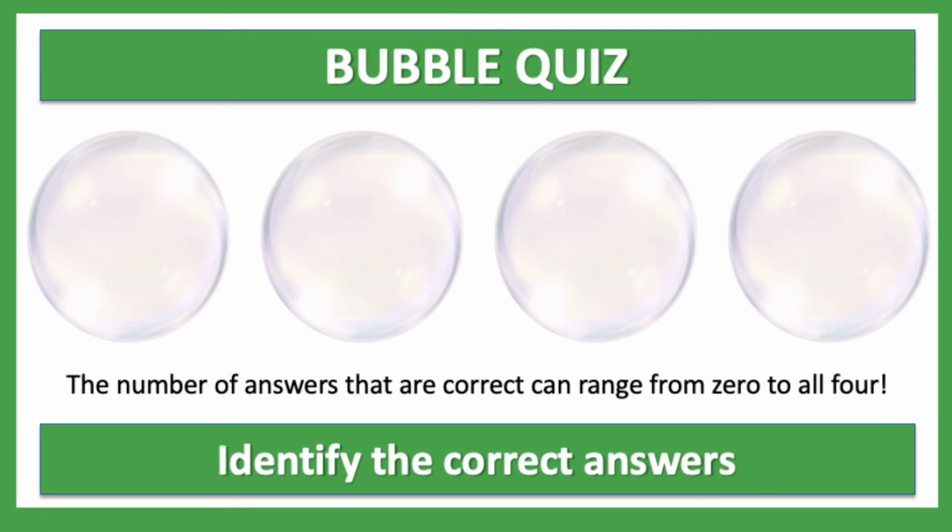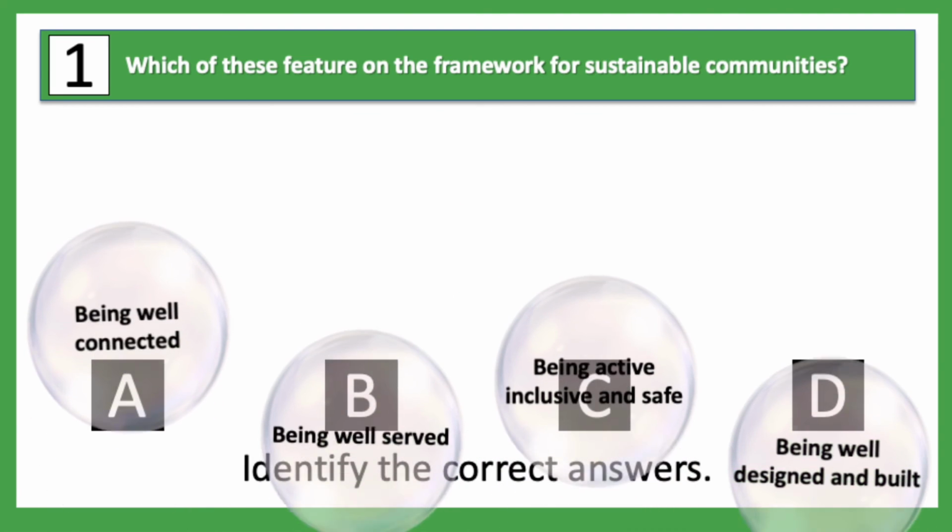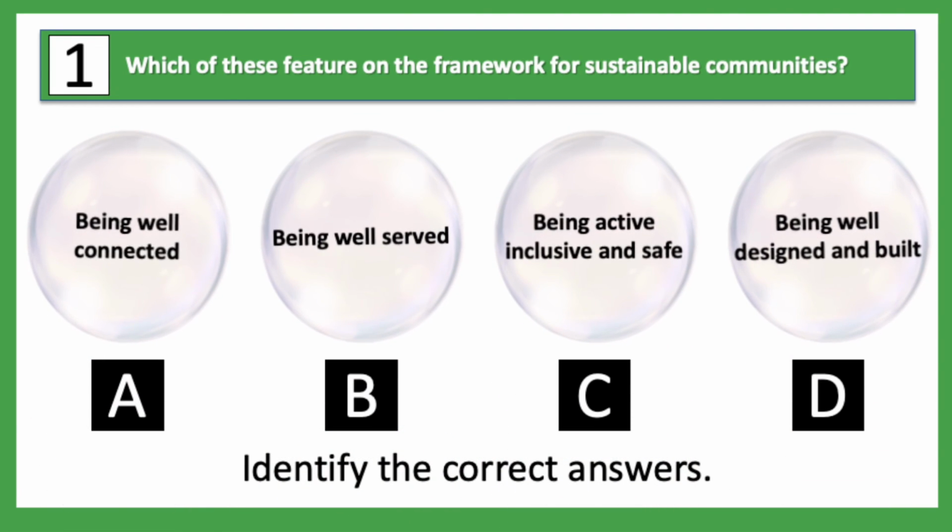Okay, so we're going to end this session with a bubble quiz. So with a bubble quiz, the number of answers that are correct can range from 0 to all 4. You just need to identify which ones are correct. So question number 1, which of these feature on the framework for sustainable communities? Is it being well connected, being well served, being active, inclusive and safe, and being well designed and built? So which of these feature on the framework for sustainable communities?